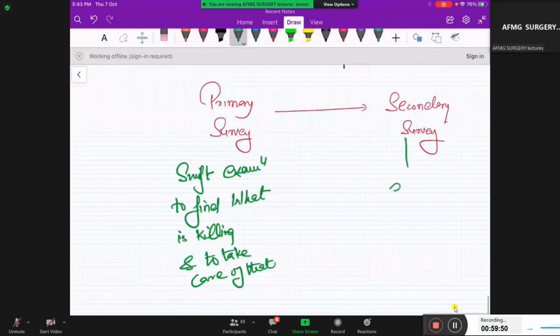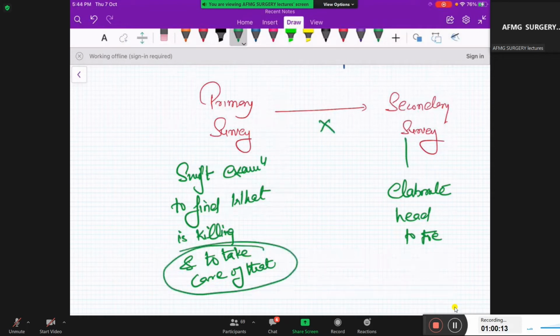And secondary survey is an elaborate head to toe examination. And please understand this basic point. We just cannot proceed to secondary survey till the time we have not taken care of what is killing. Once a patient is not out of danger of what is killing, we just cannot think of doing an elaborate examination of the patient, because living problem is better than a dead solution.